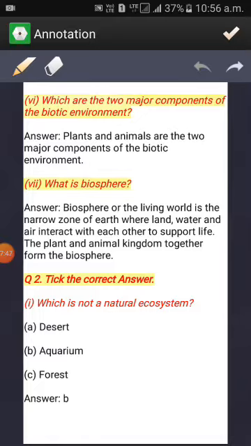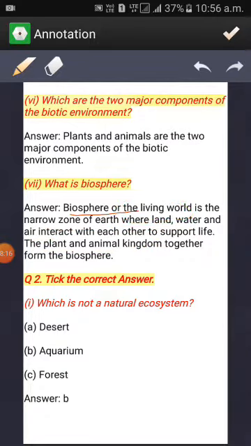Okay, our next question is, what is biosphere? This question is also related with this term biotic environment. Bio means life or living, so we can write: biosphere, or the living world, is the narrow zone of earth where land, water and air interact with each other to support life. The plant and animal kingdom together form the biosphere.